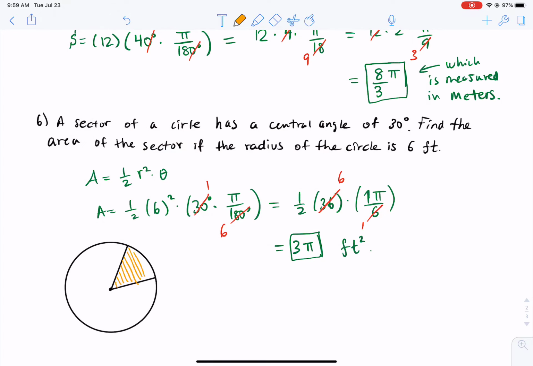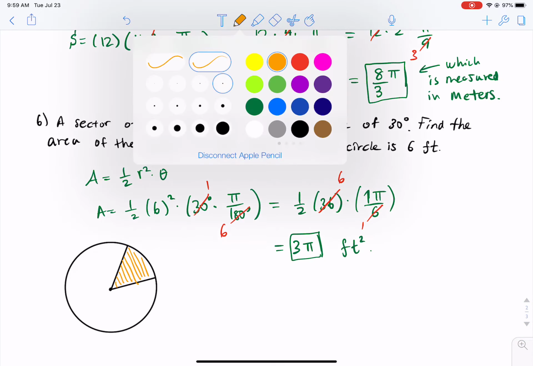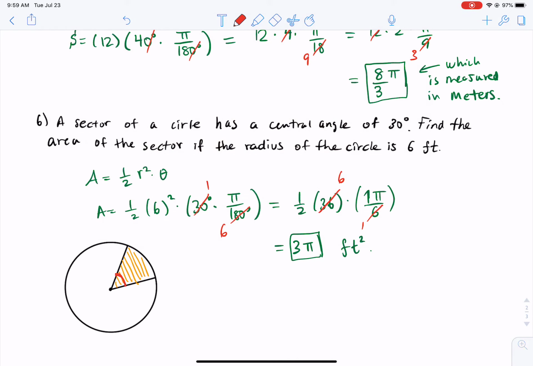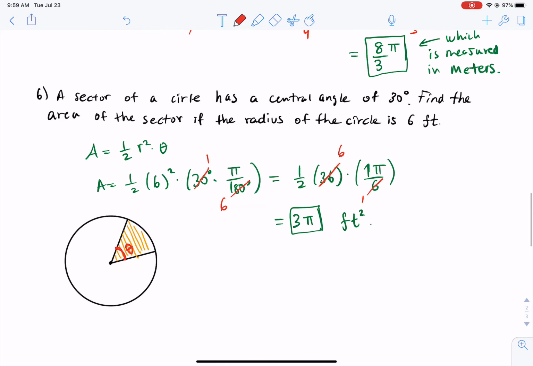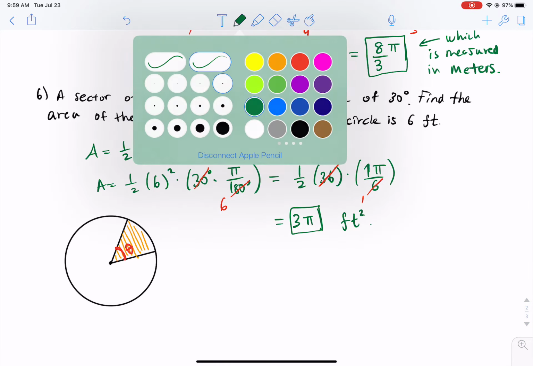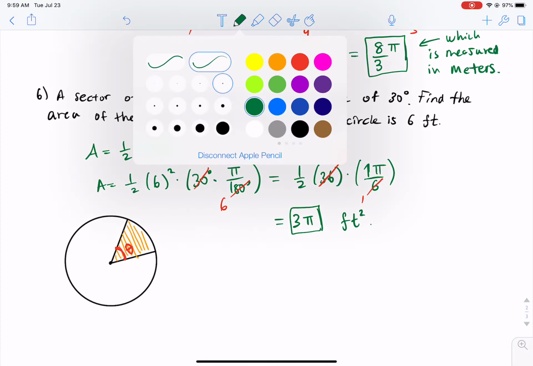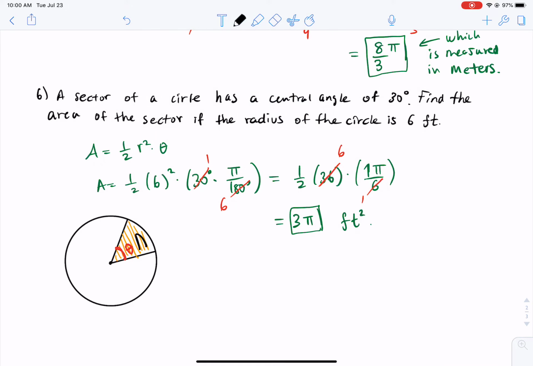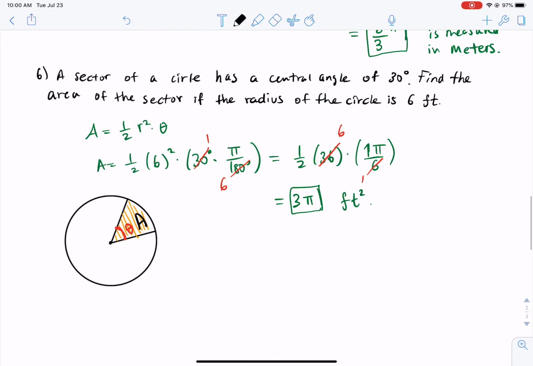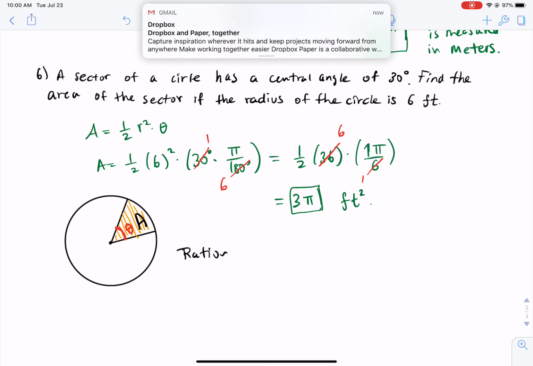So we have to be very creative on what the area of that is going to be. We start off with labeling this as theta, which we call the central angle. If we want the area for that sector, we do this proportion. The ratio for this one was this.